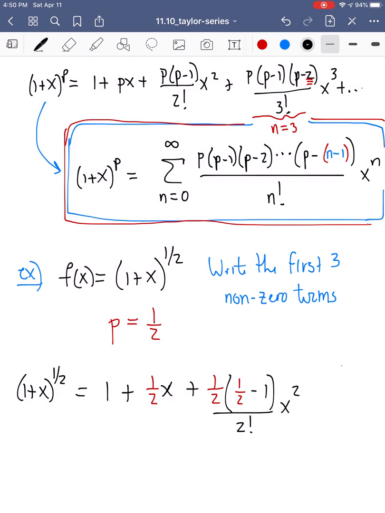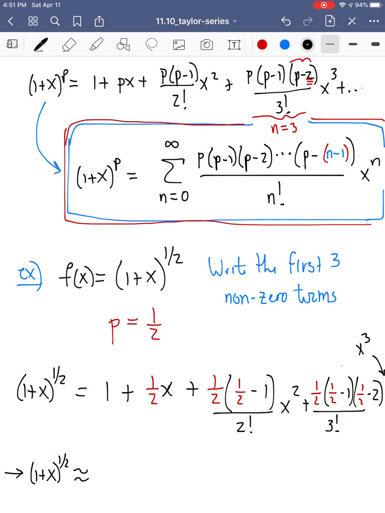And let's just go out another term just for fun. So if we went out another term, the next term would be plus 1/2 times 1/2 minus 1, times 1/2 minus 2, because the next term after that, when n is equal to 3, is that p minus 2 term. We divide that all by 3 factorial, and we need to squeeze in an x cubed in there as well. So if we just simplify this down, we have 1 plus x raised to the 1/2. And if we only consider really the first 4 terms of the series, we get to use those squiggly lines, where this is approximately true. It's about equal to 1 plus x over 2.